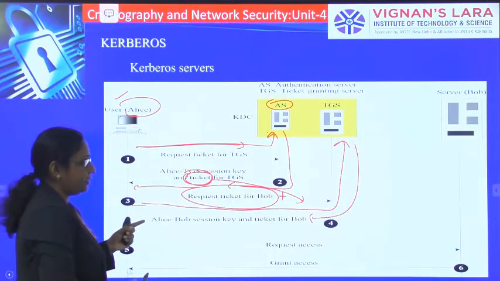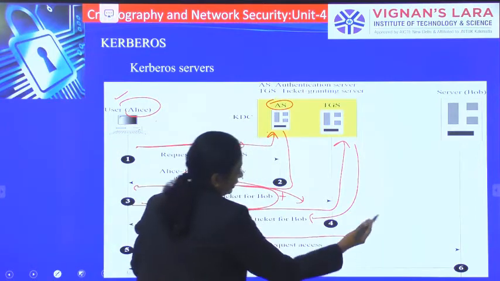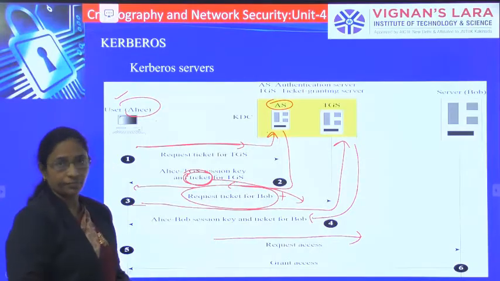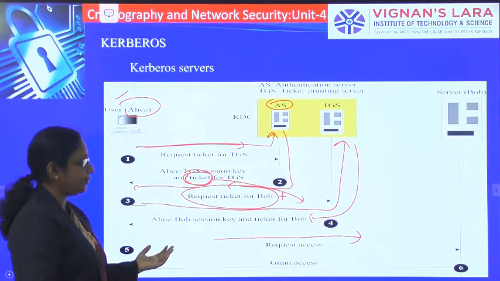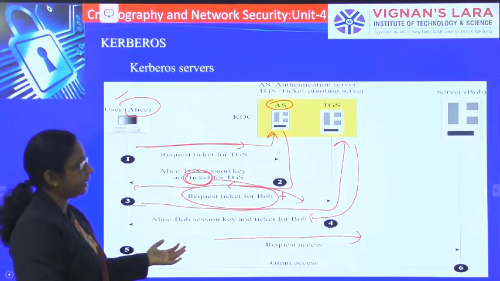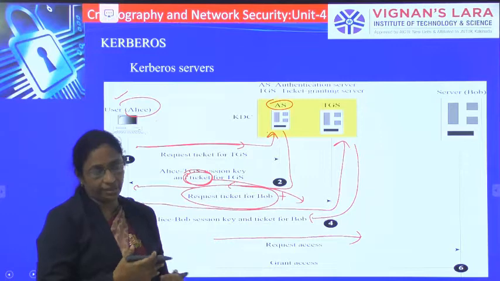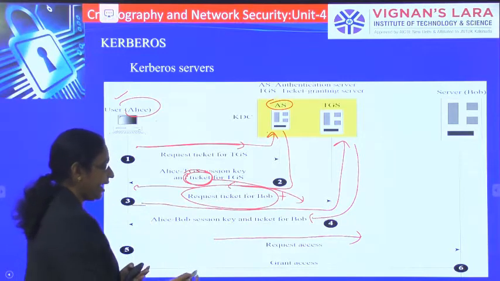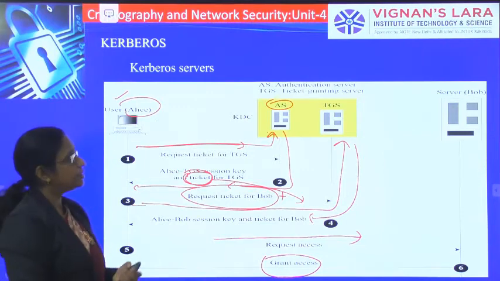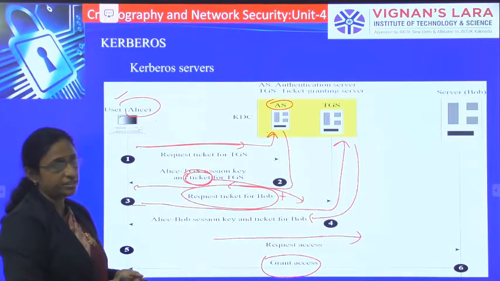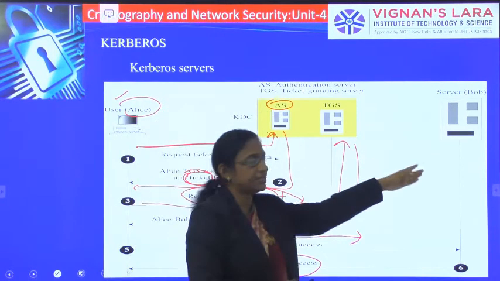Then Alice sends the ticket to the server. Taking that ticket, Alice requests the server. The server verifies the ticket, and then it grants access. So that is about the Kerberos servers, where we have 3 servers.